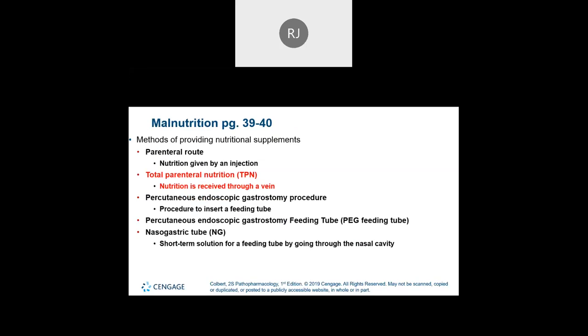Then on page 39 and 40, we learned about some of the ways to provide nutrition supplements if the patient has malnutrition. Healthcare workers may go through a parenteral route where nutrition is given by an injection, or TPN, where nutrition is received through a vein. Sometimes a procedure is performed to insert a feeding tube, called a percutaneous endoscopic gastrostomy procedure. They use a PEG feeding tube that is inserted into the stomach wall. A short-term solution is a feeding tube going through the nasal cavity, an NG tube.